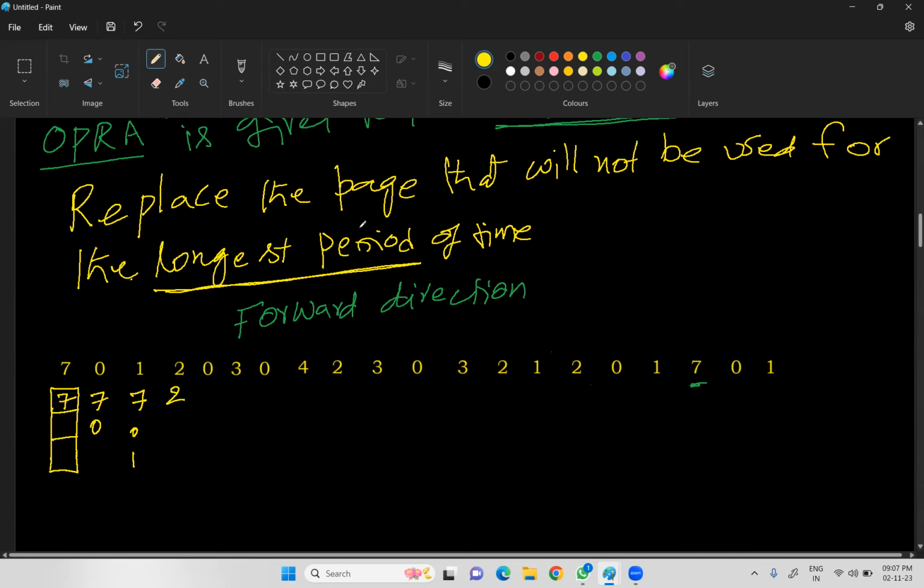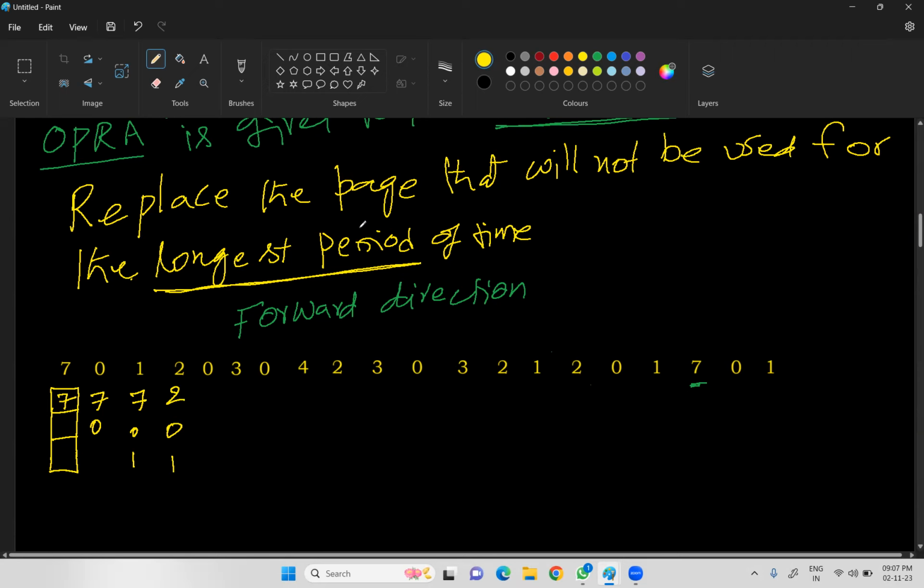So 2, 0, 1. There is no change in FIFO on this one because it is the same reference string. There is no change at all. And 0: I am trying to check whether this particular 0 is available or not. Yes, 0 is available. No more changes here, no page fault here. Now 3: I would like to replace any one of these frames with 3. Which one is going to be taken here? So 2, 0, 1, out of these three frames.